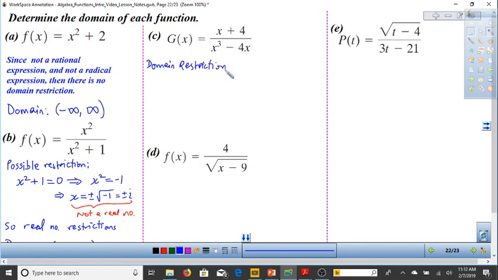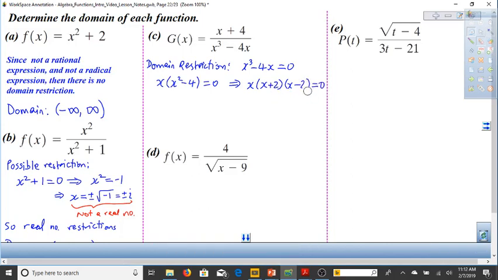So for this domain restriction, we would have to say the denominator x cubed minus 4x would be equal to 0. Now that's a polynomial, so we're going to have to factor that. We can factor it, we get x times (x squared minus 4), which factors to be x times (x minus 2) times (x plus 2).